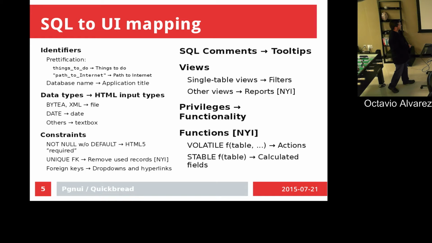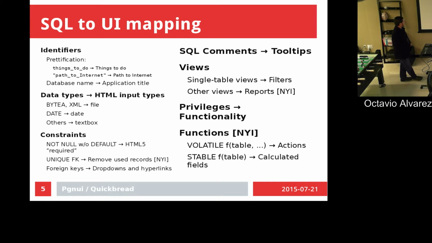Now, if there is one slide that is important, it is this one, the SQL to UI mapping. There's a lot of information about the UI that can be taken from the database schema. For example, a simple one. If you have a not null column that doesn't have a default value, you can convert it into a required attribute in the UI. And would you like to do data validation? Doesn't matter, because data validation will be done by the database, not by the framework. Postgres should reject everything.